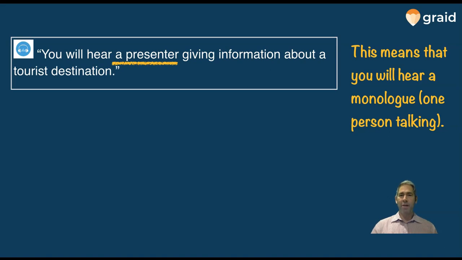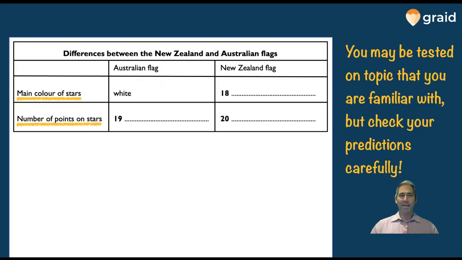We're told we're going to hear a presenter giving information about a tourist destination. This means we're going to hear a monologue, one person talking. And again, this is another file from the grade website. Here it is. It's the differences between the New Zealand and Australian flags. Perhaps you know the differences already. If that's the case, you're lucky. Sometimes that's going to happen on IELTS. You might get topics that you're familiar with. In that case, you can go ahead, make your predictions. We're looking for the main color of stars, the number of points on stars.